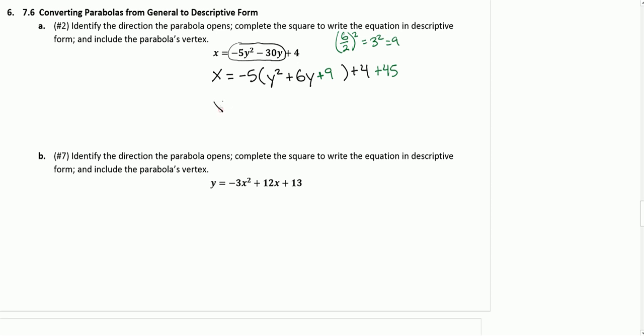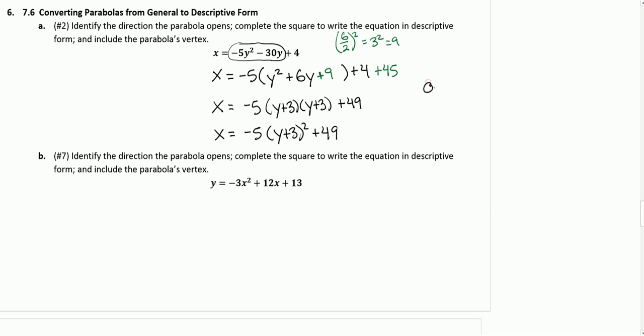Next step is to factor. Y squared plus 6y plus 9 factors to y plus 3 times another y plus 3. And then 45 plus 4 is 49. And we have two of the same factors, so x equals negative 5 times y plus 3 squared plus 49. And now it's in our vertex form.